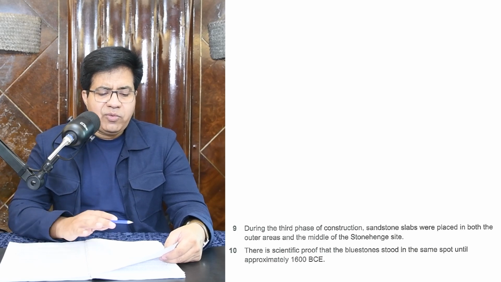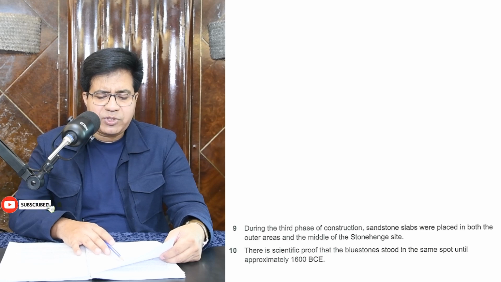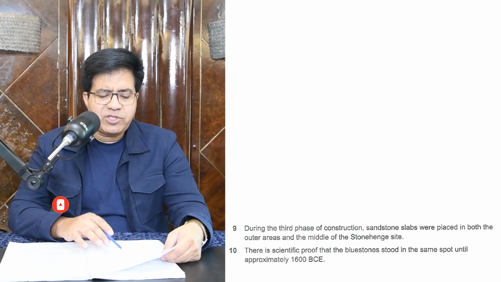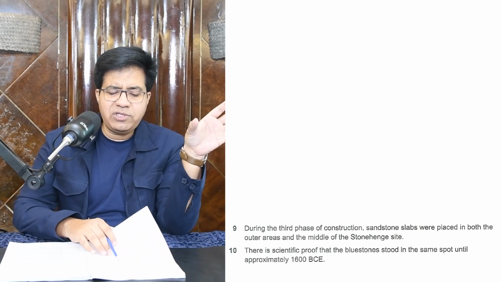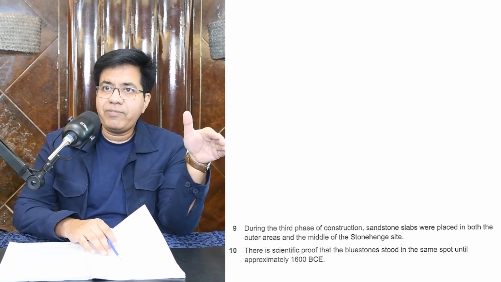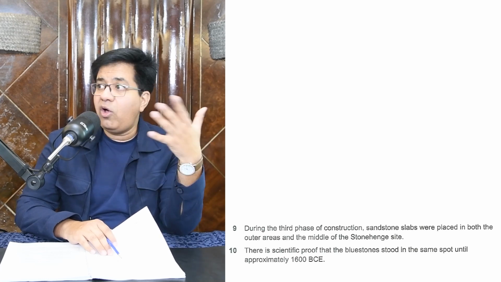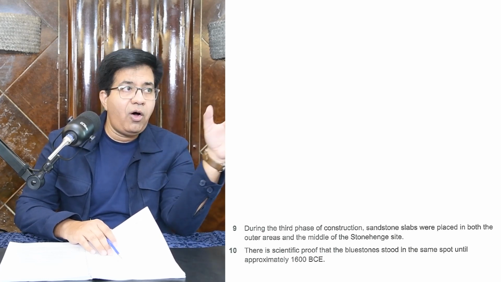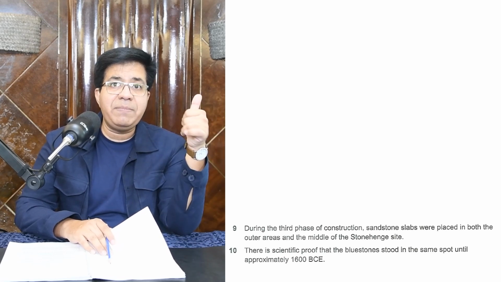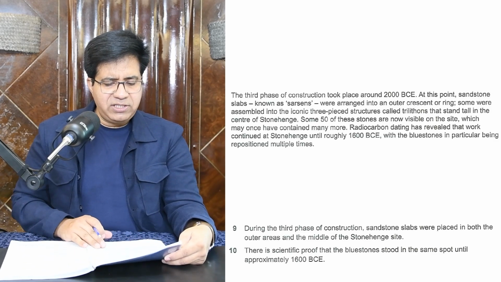Now what's the question? During the third phase of construction, sandstone slabs were placed in both the outer areas and the middle of the Stonehenge. Now, sandstone slabs, if they were placed in the outer area and the middle, the answer is true. If only the outer area or only the middle, the answer is false. And if they don't tell us the location where the sandstone slabs were placed, the answer will be not given. So sandstone slabs, third phase, found it?